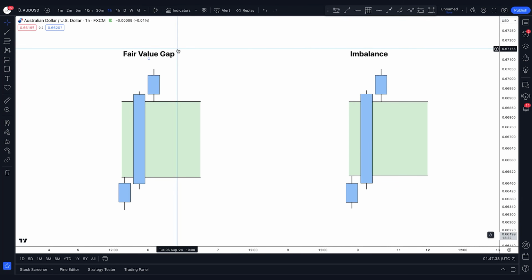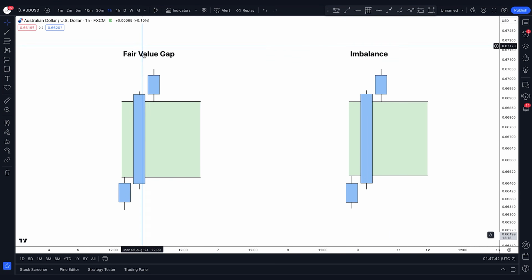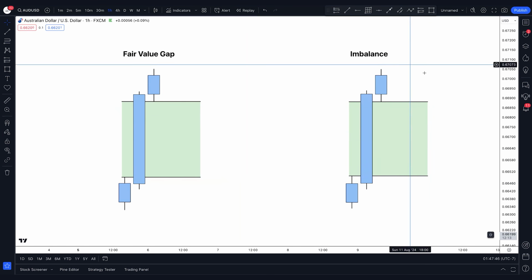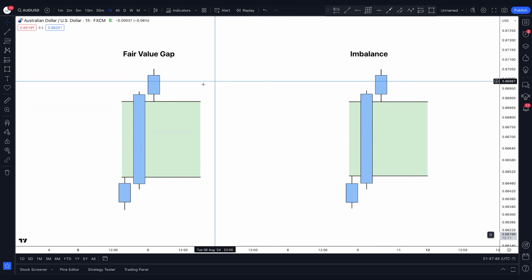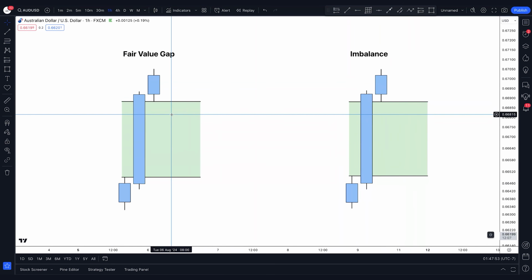Okay, so let's first break down the differences between fair value gaps and imbalances. We're going to start with the fair value gap. Now, as you can see on the screen here, between the two, they're pretty much exactly the same. So the way they're marked is identical, and the way that we view them in a market is identical.